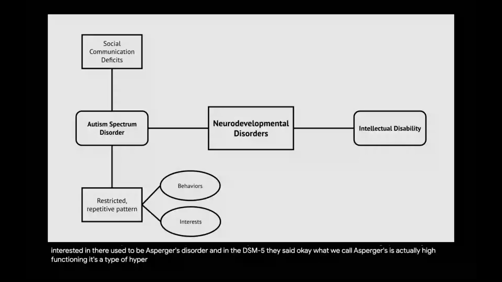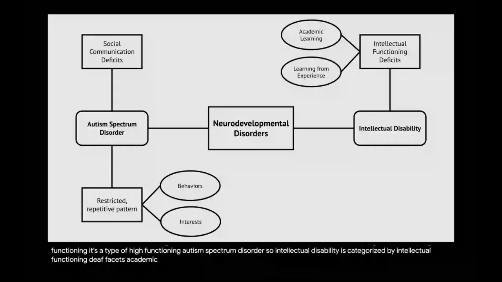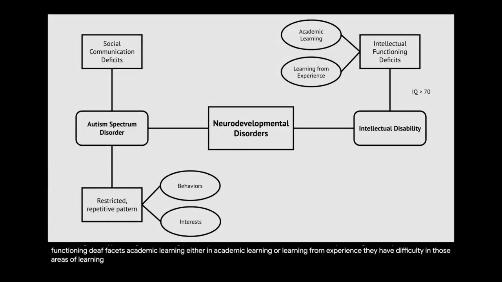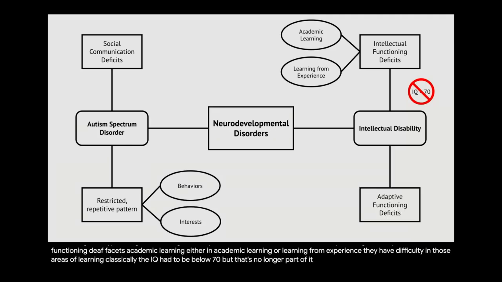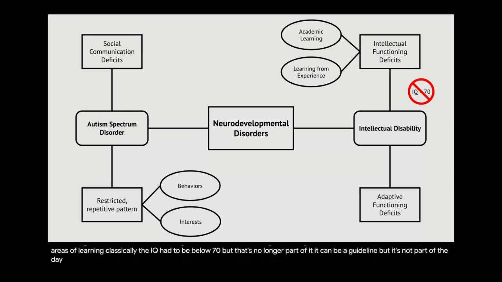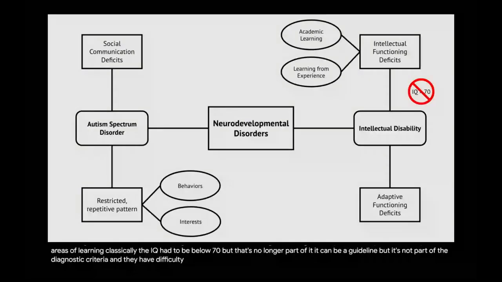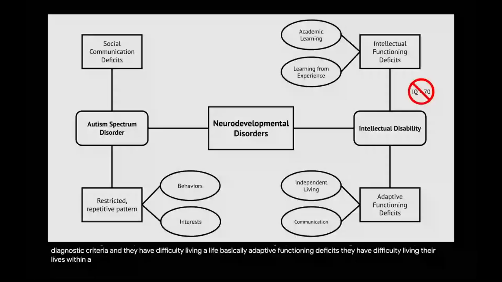Intellectual disability is categorized by intellectual functioning deficits, either in academic learning or learning from experience. They have difficulty in those areas of learning. Classically, the IQ had to be below 70, but that's no longer part of it. It can be a guideline, but it's not part of the diagnostic criteria. And they have adaptive functioning deficits, basically difficulty living a life. They have difficulty living independently or communicating with others. So that's intellectual disability. ADHD, or attention deficit hyperactivity disorder, basically 2 categories there.